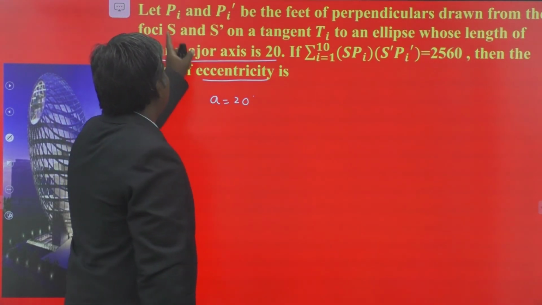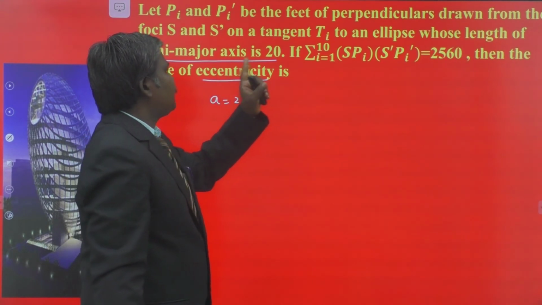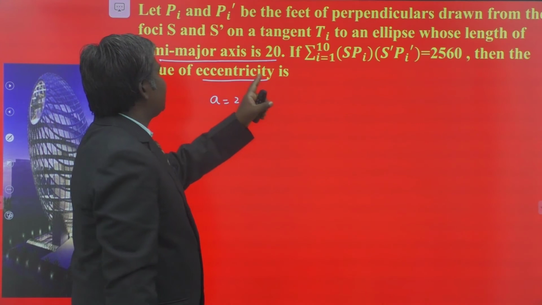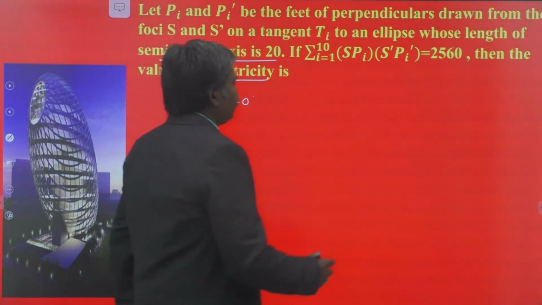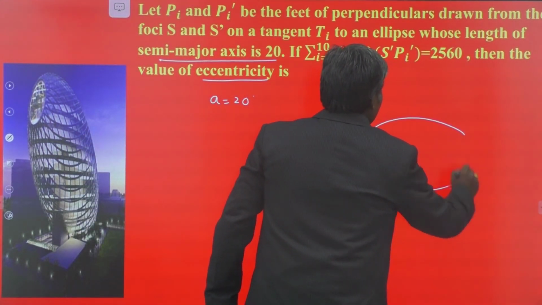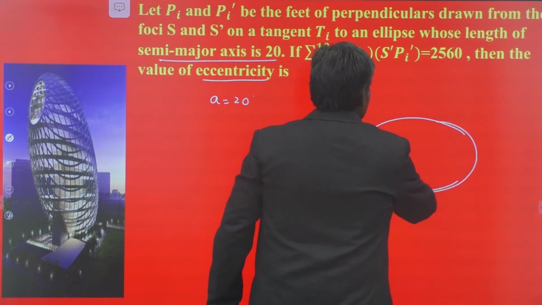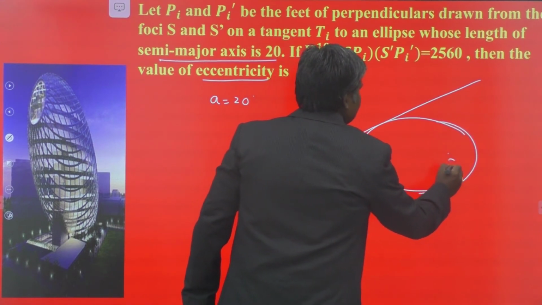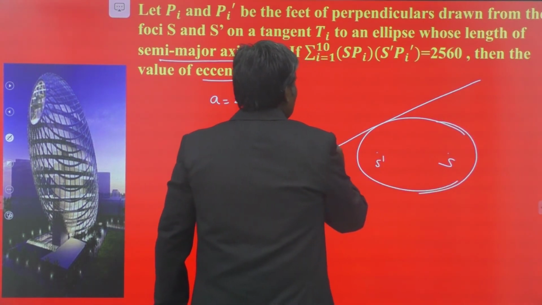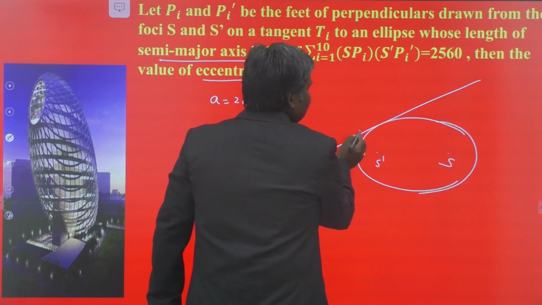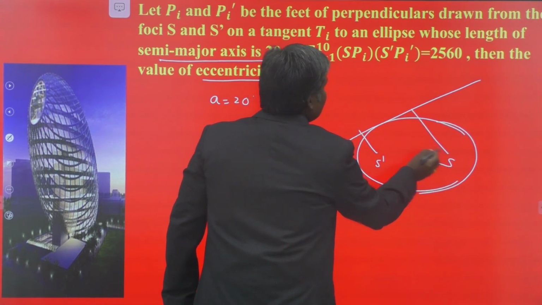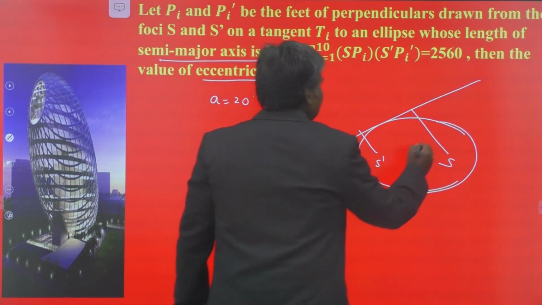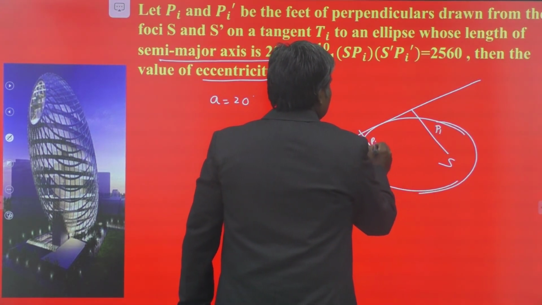First of all, what are P_i and P_i dash? These are the feet of perpendiculars drawn from foci S and S dash to any tangent T_i. Suppose I draw one tangent. This is a tangent to the ellipse. Its foci are S and S dash. This is S, this is S dash. Suppose this T1 is a tangent. These are the perpendiculars, P1 and P1 dash.